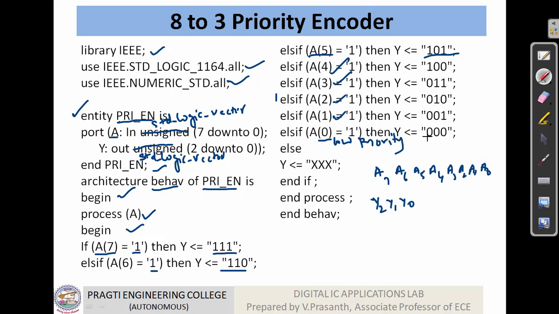So if bit 0 is active, it writes 000 at the output. Else, if all are zeros, that is, from 7th bit to 0 bit no bit is active, then it writes XXX. That means it doesn't know which bit is active. So we will be ending the if statement, ending the process statement, and ending the behavior of the circuitry.